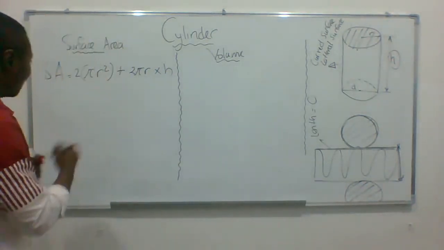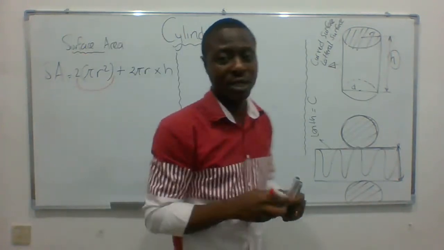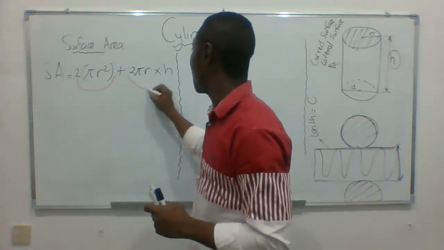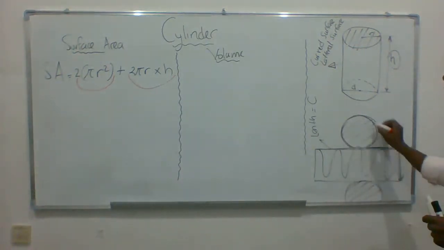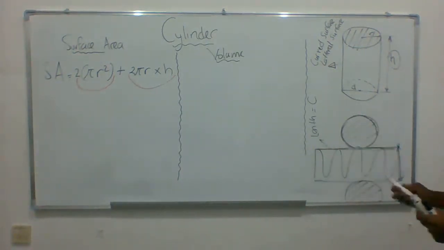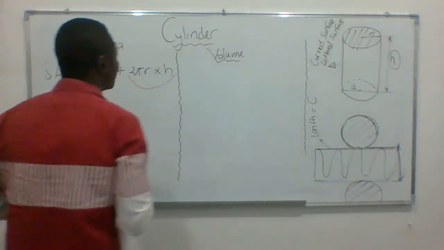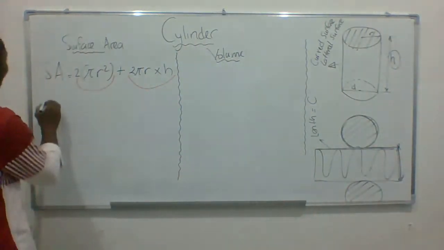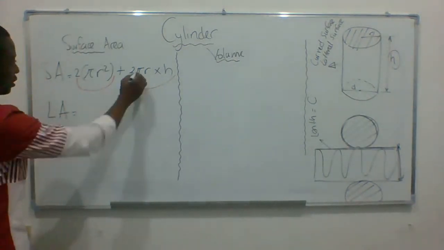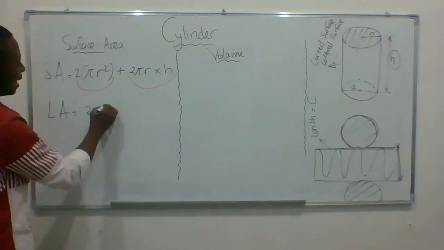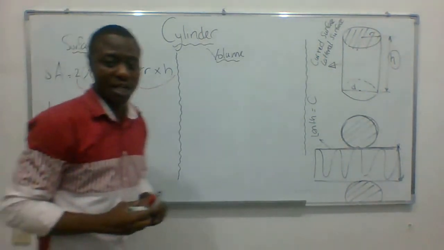I have the area of my two circles, the one at the top and the one at the bottom. And here I have the area of the rectangle using the circumference as the length. So this is how you get the surface area. And the lateral area, or the area of the curved surface, is this part: 2 pi times r times h, which is the height.